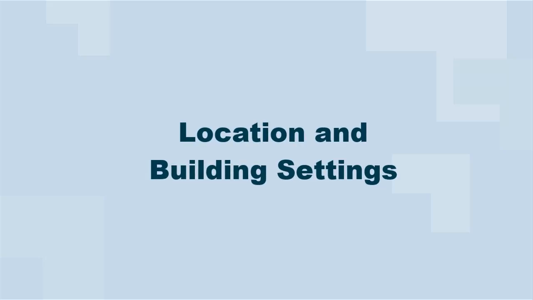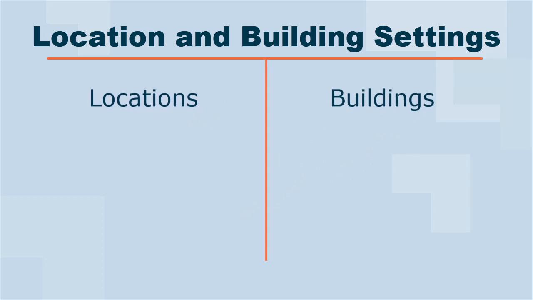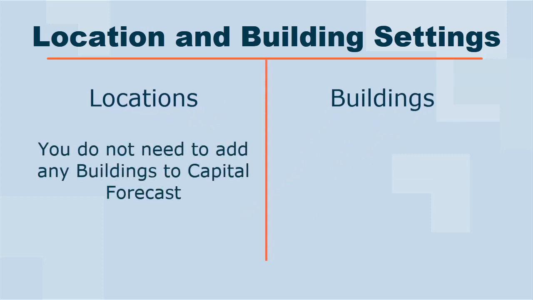In Capital Forecast, you must choose whether the system will model your needs using your locations or your buildings. If you select locations, you do not need to add buildings to the account. If you select for the model to use buildings, you are required to set up at least one location. This is because the locations and buildings have a parent-child relationship in Dude Solutions applications. A building must be assigned to a location.